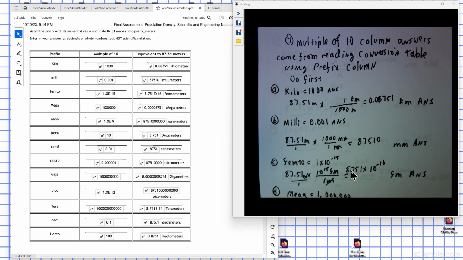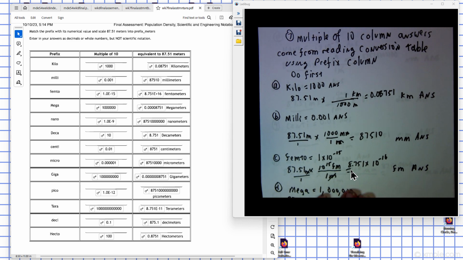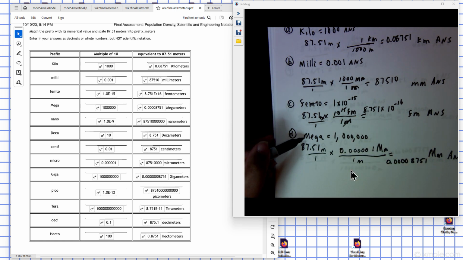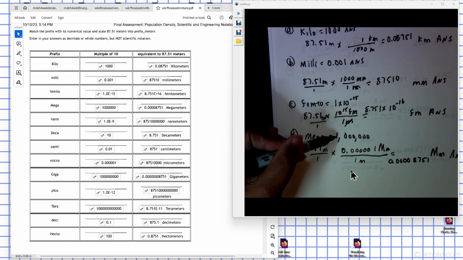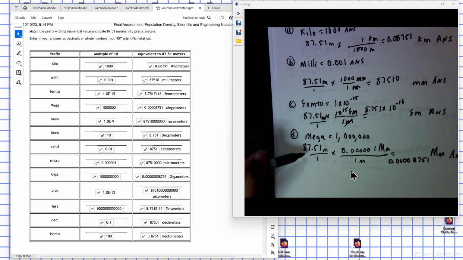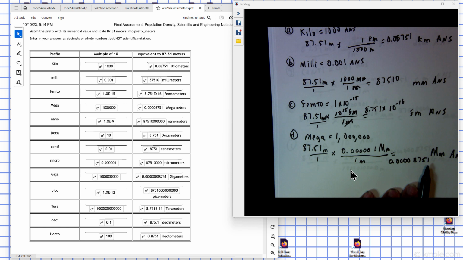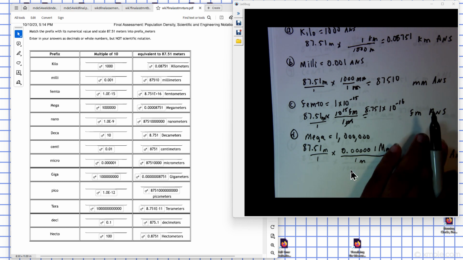Next one is mega. From the conversion chart, it's 1 million. Then you want to convert meters to megameters. So 1 meter would be this much here. We multiply them together and we end up with this many megameters. So megameters is a very large unit. And that's my answer there.